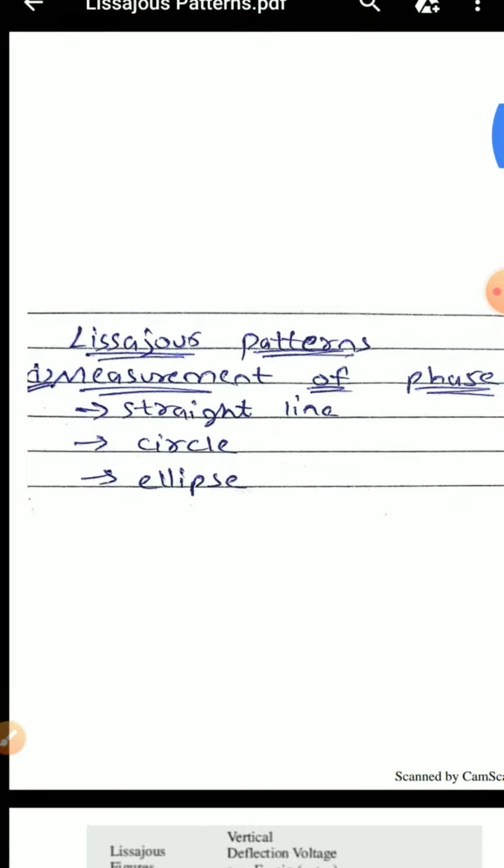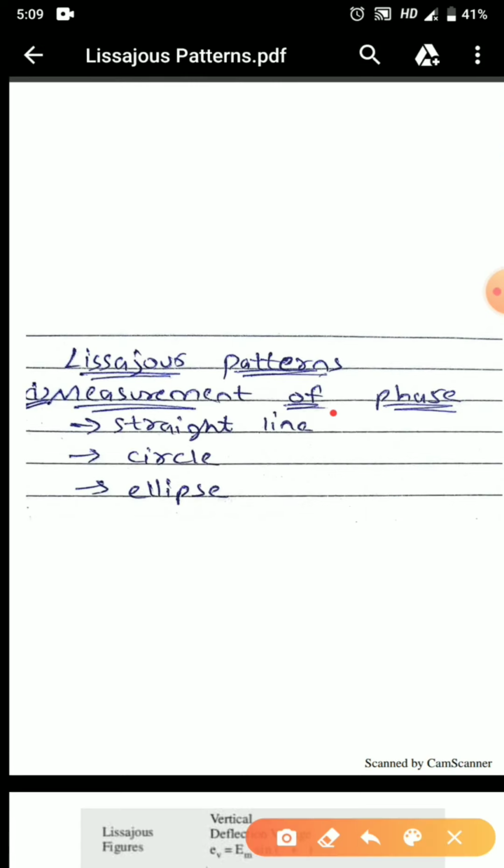Now when we are discussing the measurement of phase, we can see that three different types of figures are formed. That is a straight line, a circle and an ellipse. Now let us see how these three different figures are formed.